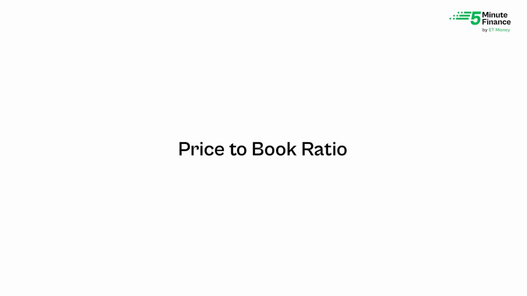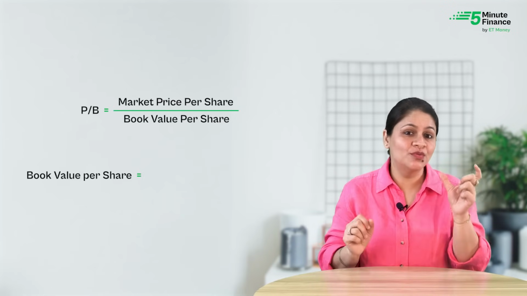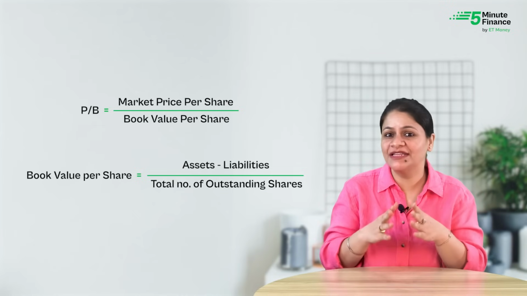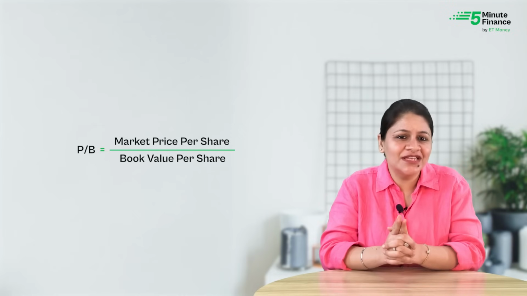So next is price to book ratio. Now PB ratio compares the share's market price to its book value. The book value per share of the company is assets minus liabilities divided by the total number of outstanding shares. And PB ratio is market price per share divided by book value per share.